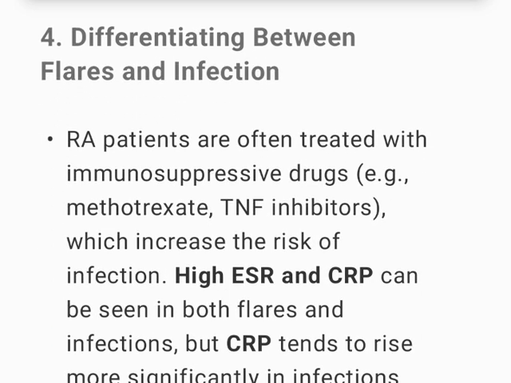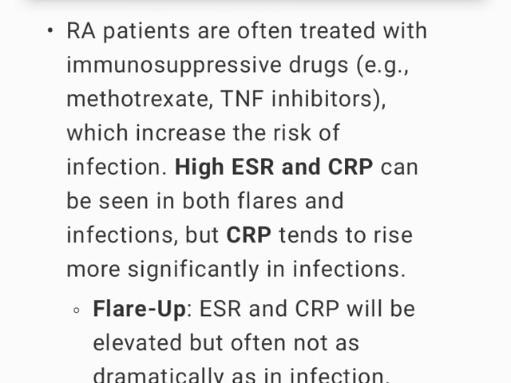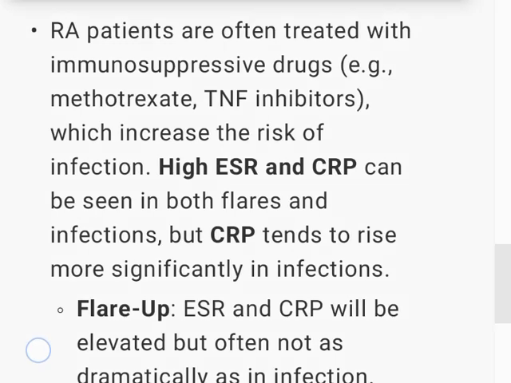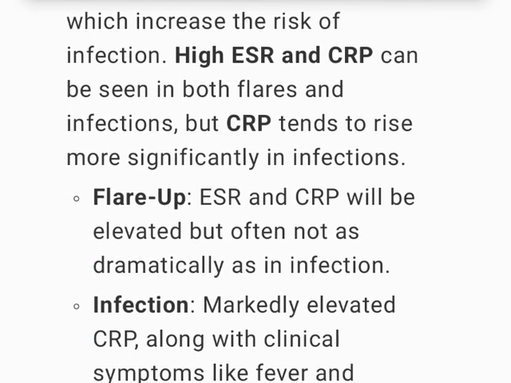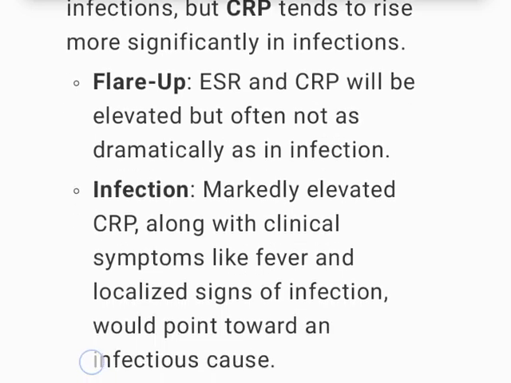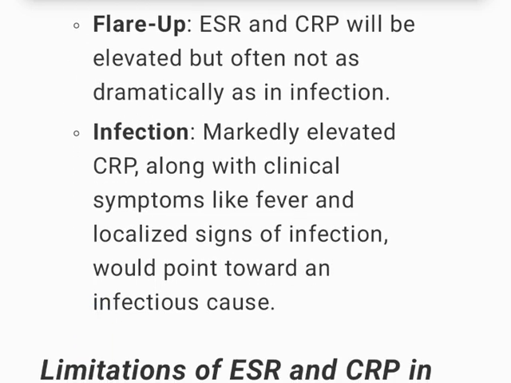4. Differentiating between flares and infection. RA patients are often treated with immunosuppressive drugs, e.g., methotrexate, TNF inhibitors, which increase the risk of infection. High ESR and CRP can be seen in both flares and infections, but CRP tends to rise more significantly in infections. Flare-up. ESR and CRP will be elevated but often not as dramatically as in infection.